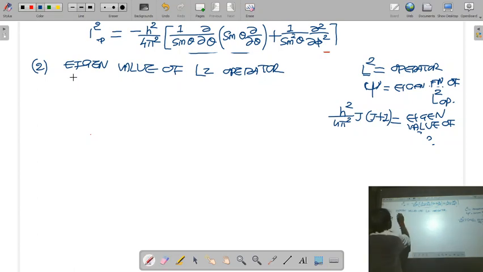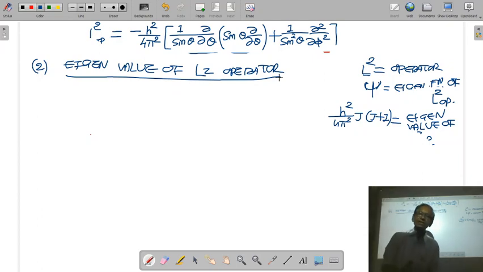What is Lz? Lz is the z component of angular momentum. Angular momentum L has three components: Lx, Ly, and Lz.